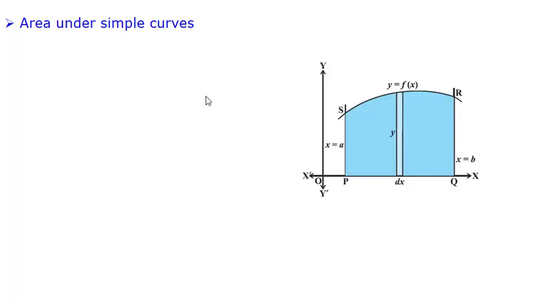Now first, here in the diagram you can see that I have a curve y equal to f(x). This shaded region is bounded by the curve y equal to f(x), the x-axis and the lines x equal to a and x equal to b. So first let us discuss how to find the area between a curve and the x-axis and between two lines, as here we have x equal to a and x equal to b.